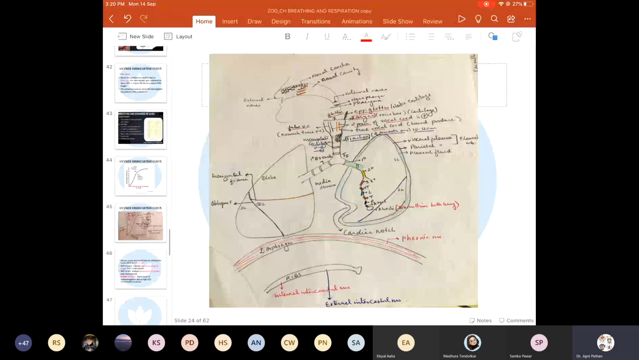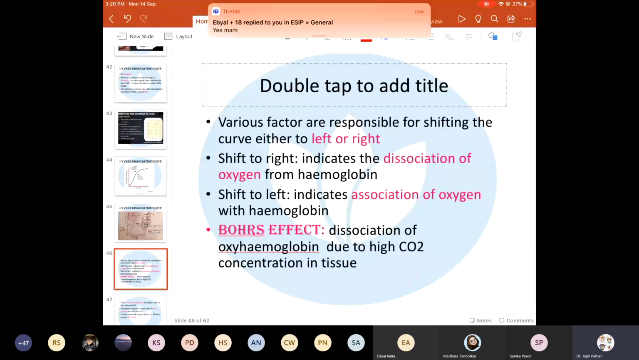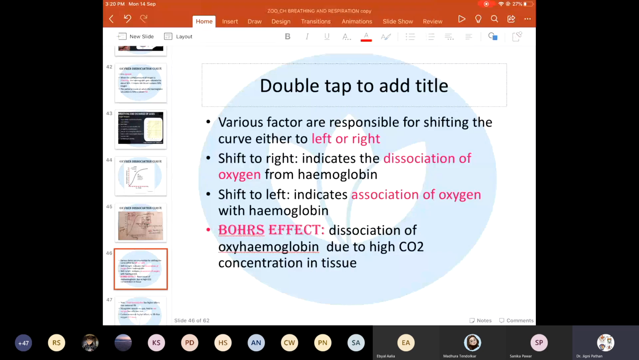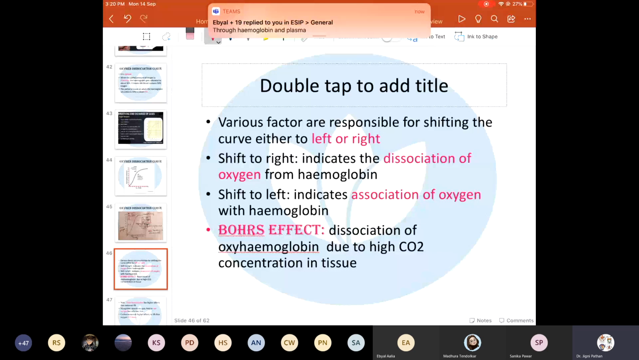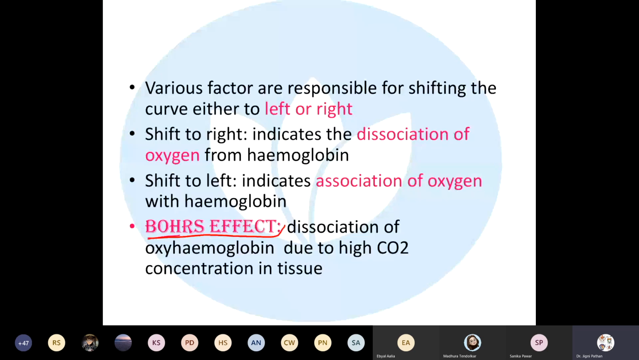Okay. There's an important thing that you need to remember, Bohr's effect. Please write a note on Bohr's effect. What is Bohr's effect? Dissociation of oxyhemoglobin due to high concentration. When hemoglobin is bound to oxygen, when does this oxygen get dissociated from the hemoglobin? Who will answer me this? Tell me. When will oxygen dissociate from hemoglobin? Not associate, when will it dissociate?